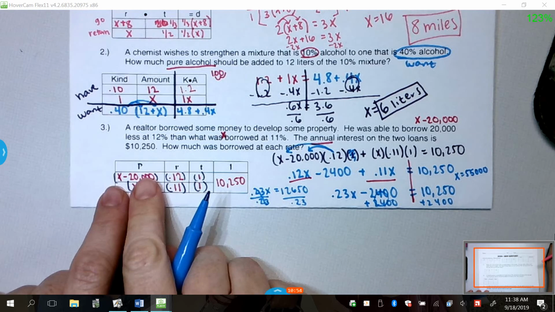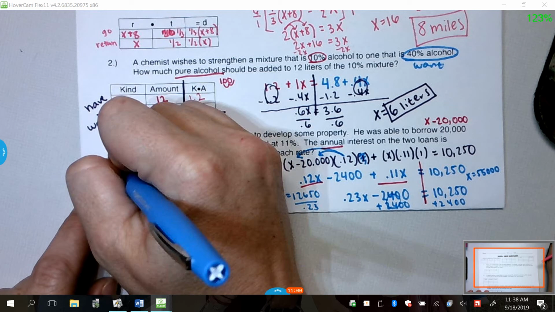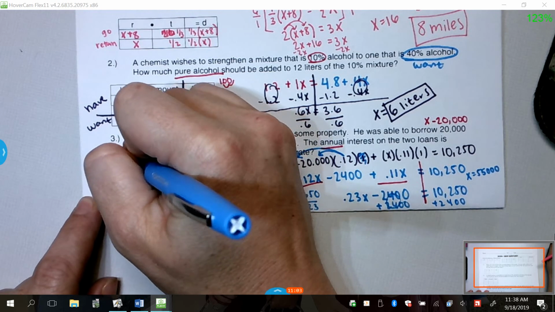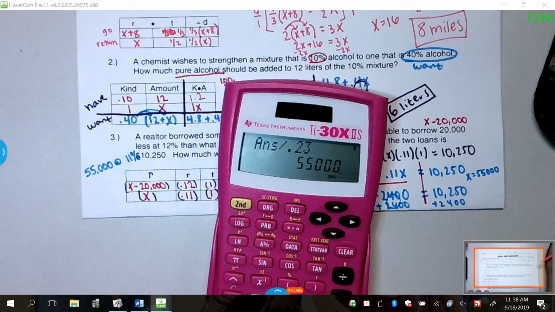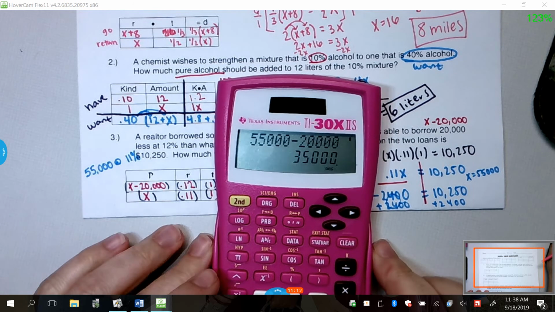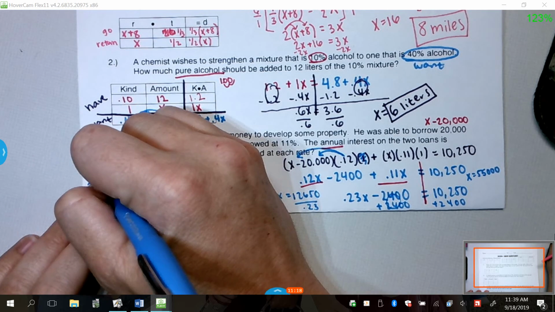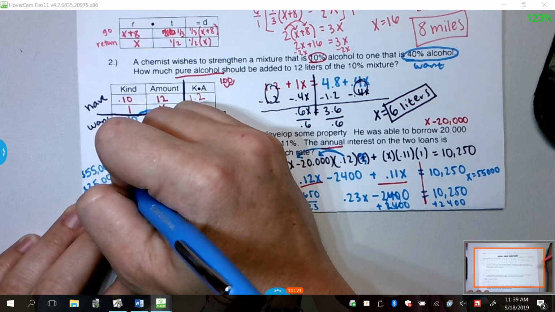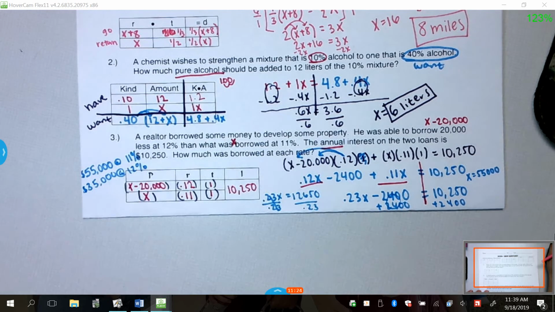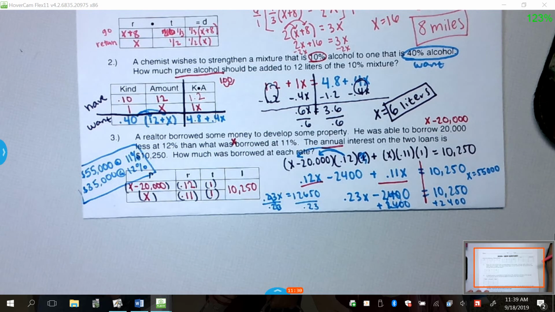Now let's see if that's my answer. My answer is one of my two principals. So I know I have 55,000 at 11%. Now I need to do 55,000 minus 20,000, and that gives me my other principal, so 35,000. So I have 35,000 dollars at 12%. So there is your answer. You will be given more space on your test, promise. Okay, so let's look at number 4.